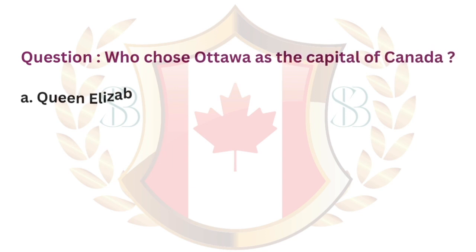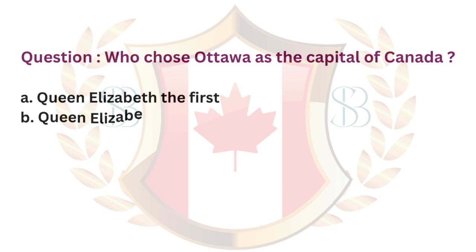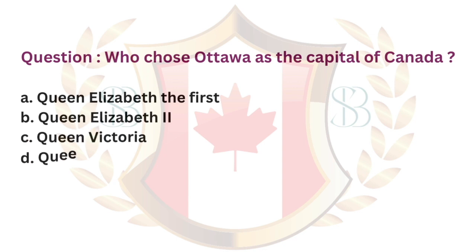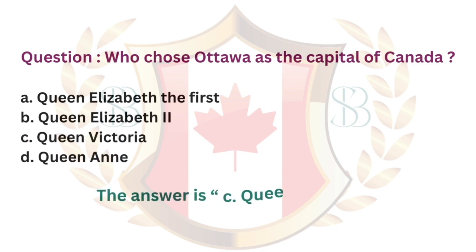Question. Who chose Ottawa as the capital of Canada? A. Queen Elizabeth I. B. Queen Elizabeth II. C. Queen Victoria. D. Queen Anne. The answer is C. Queen Victoria.